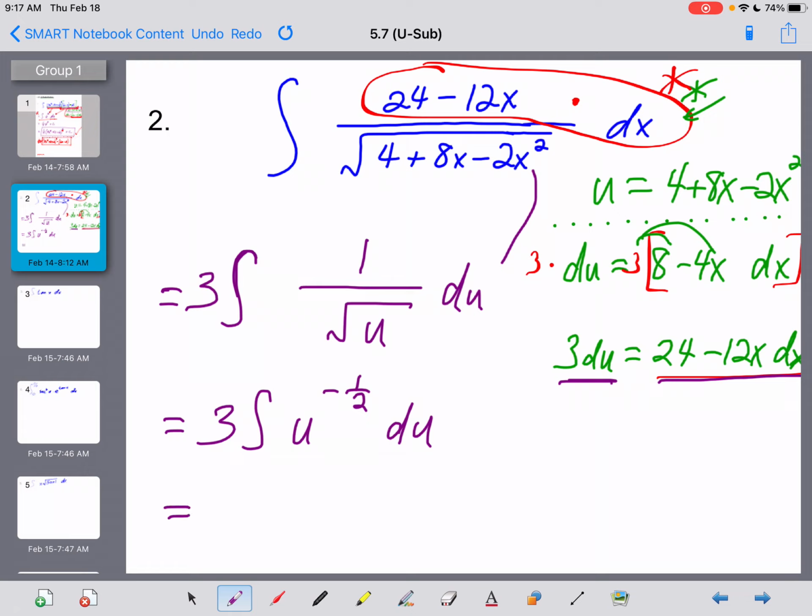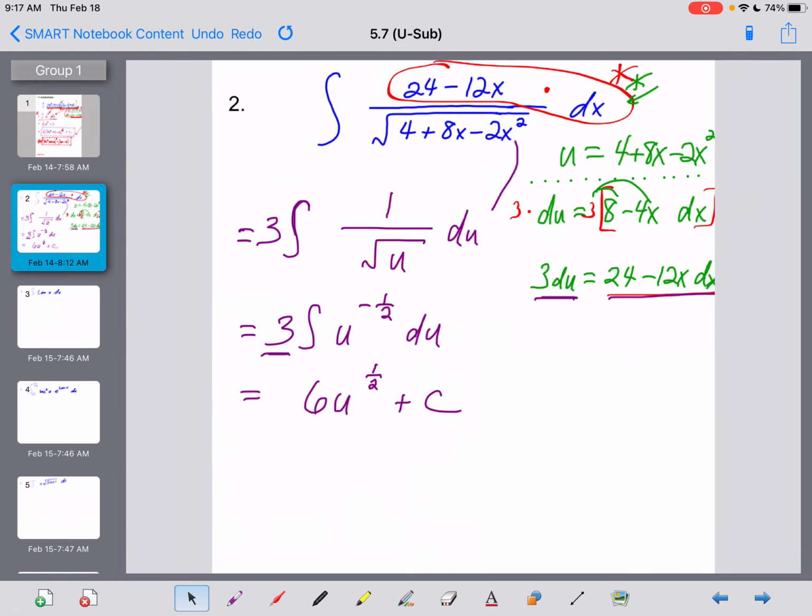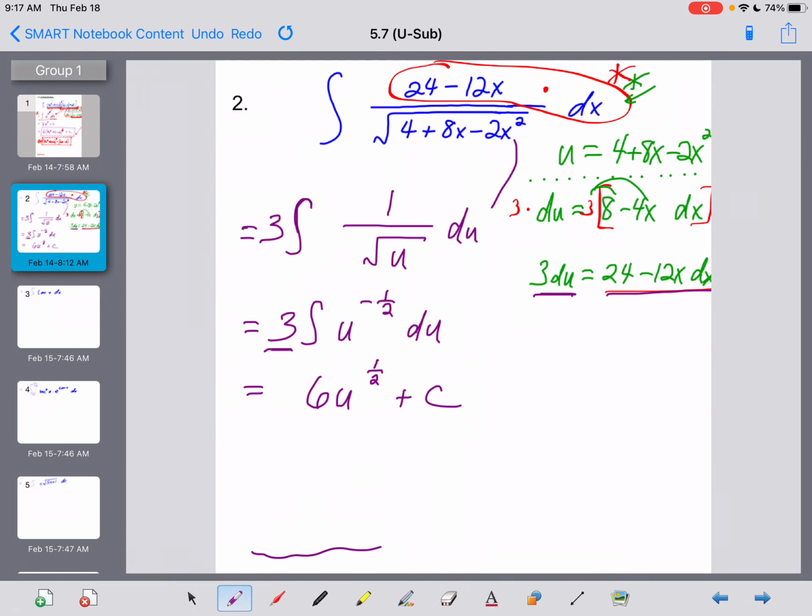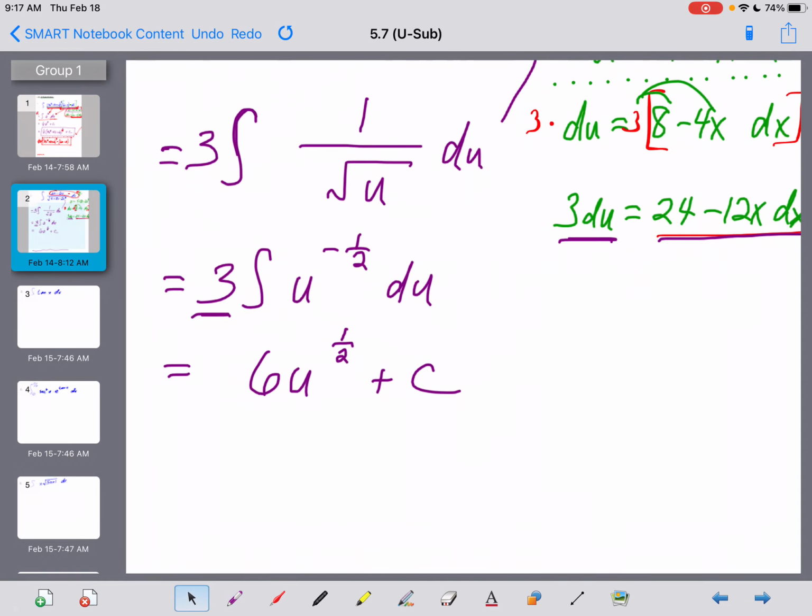Okay, now let's go ahead and anti-differentiate. We're going to keep our base the same of u. We're going to raise the power by 1. Negative 1/2 plus 1 is 1/2, and we are going to divide the old coefficient by the new exponent. 3 divided by 1/2 is the same thing as 3 times 2. That's going to give us a 6 out in front. So 6u to the 1/2 and a plus c at the end of all that because we're dealing with an indefinite integral.